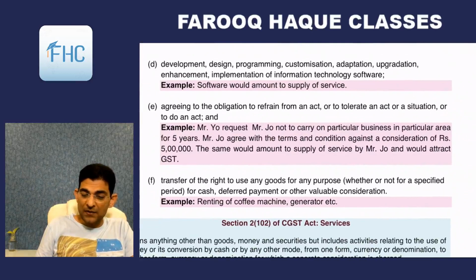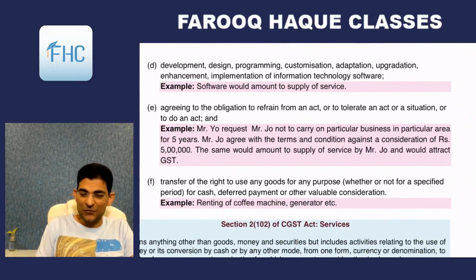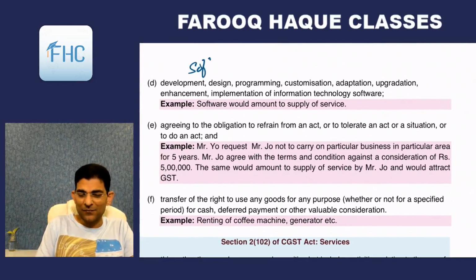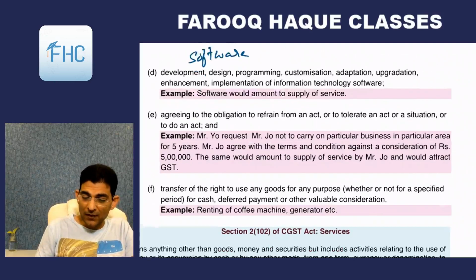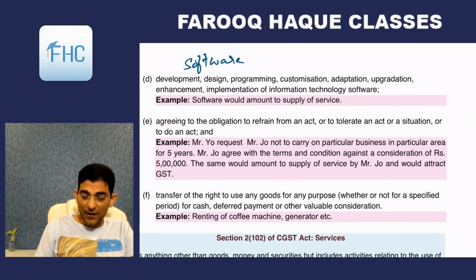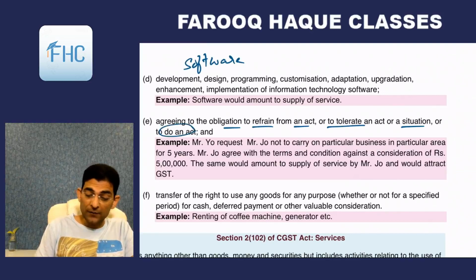Then next is development, design, programming. The software industry by itself is a service. Everyone knows it. Development, design, programming, customization, adaptation, upgradation, enhancement, implementation of IT software. And then E point says agreeing to obligation to refrain from an act or to tolerate an act or a situation or do an act.